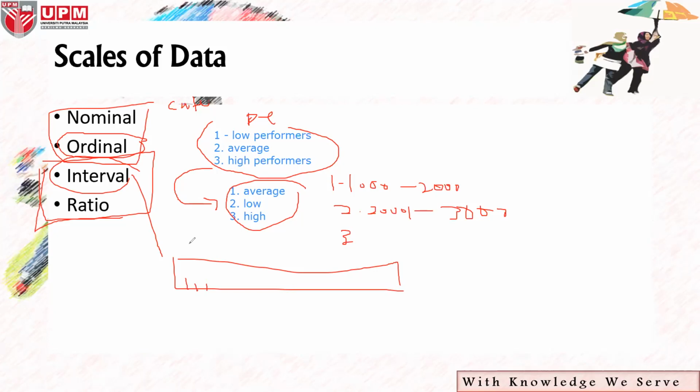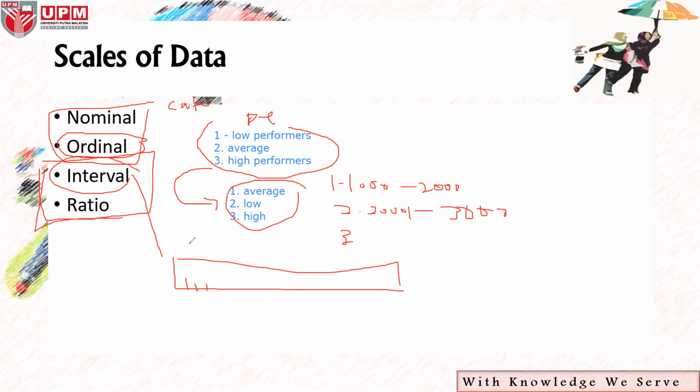Under ratio, 0 means 0. For example, a variable under ratio is speed. If I say that I am moving at 0 km per hour, does my car move?